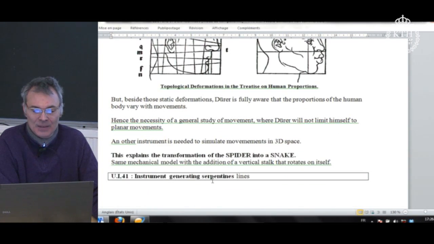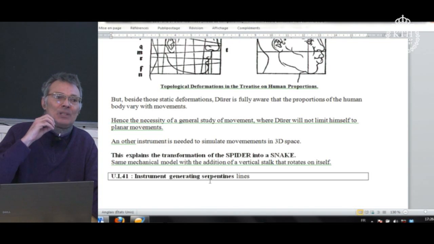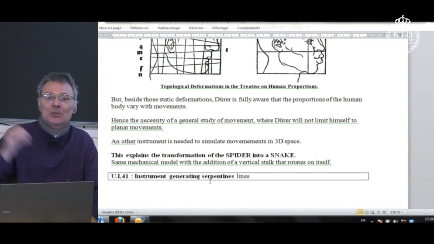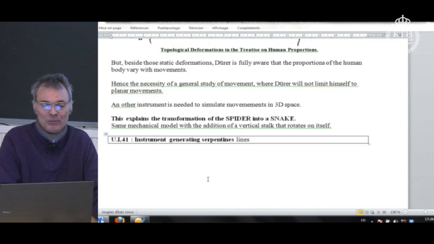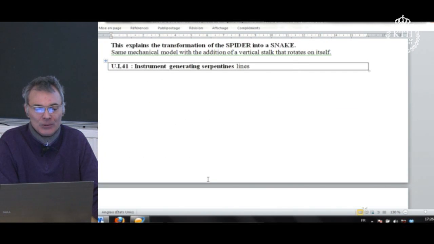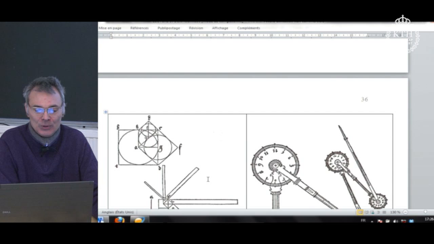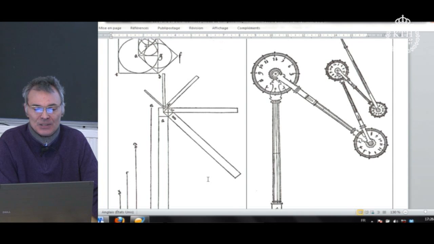And to be sure, that was only a first level of deformations, because the real deformations come with the movement. So in order to have 3D movement of the human body, Dürer will use another device, which is this one, and which should generate what he calls the snake lines.